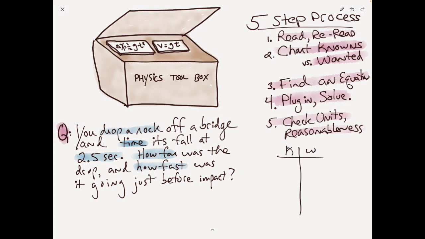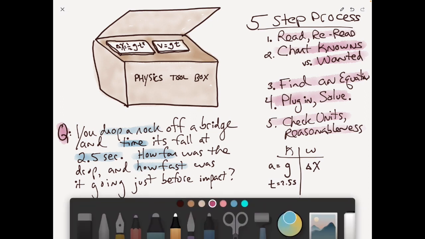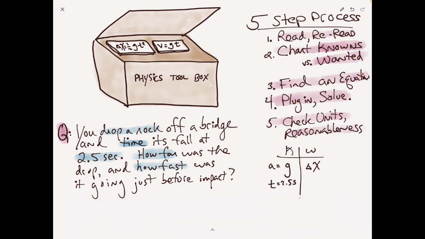If I drop a rock, the acceleration is free fall, so I'm going to write that down. If I time it, clearly I know the time. How far is the displacement, or change in x, or change in y, I guess we could write that. And that's all we have. So that's step 2. We've made a chart of what we know and what we want. If we look in our toolbox, there is an equation ready-made for this problem, and sure enough, it's this one: delta x equals 1/2 gt squared.